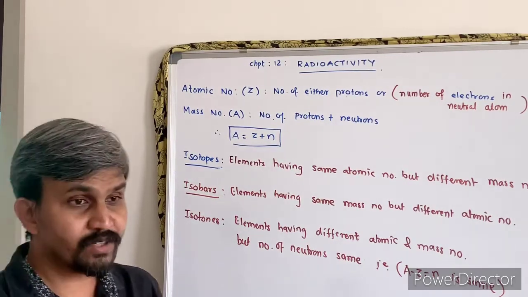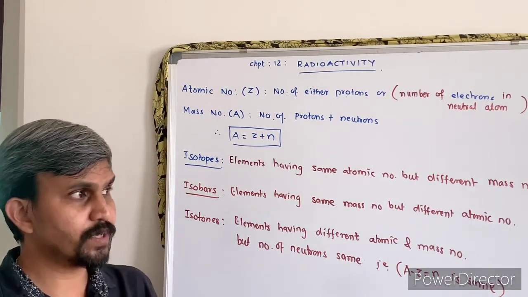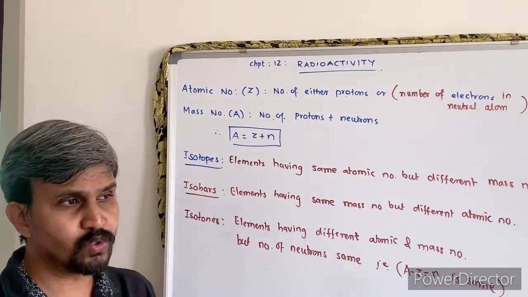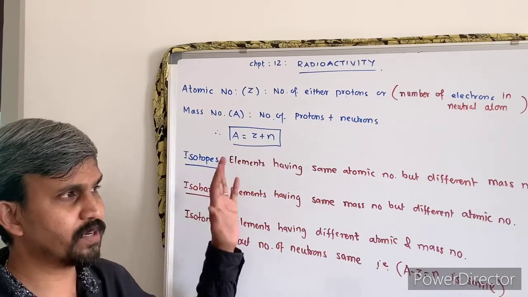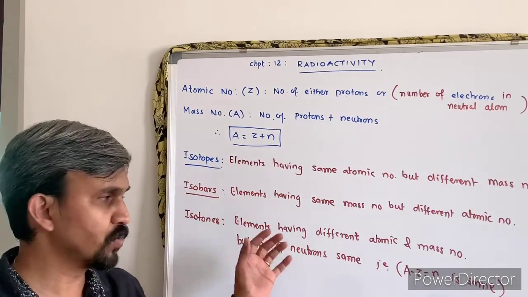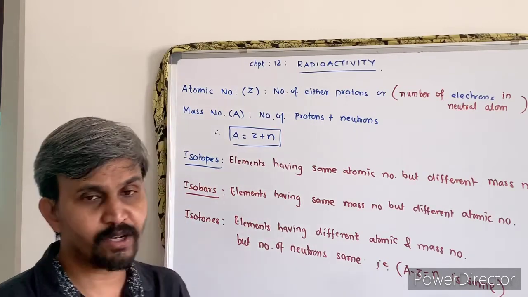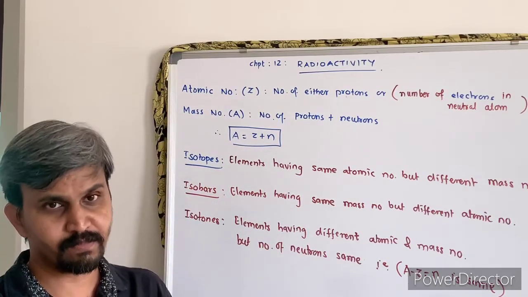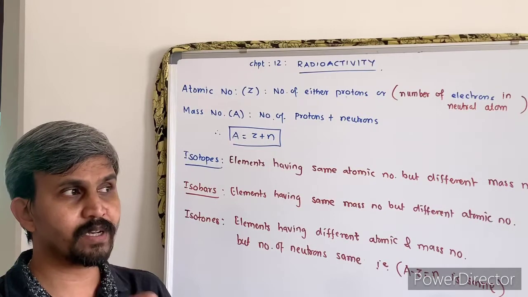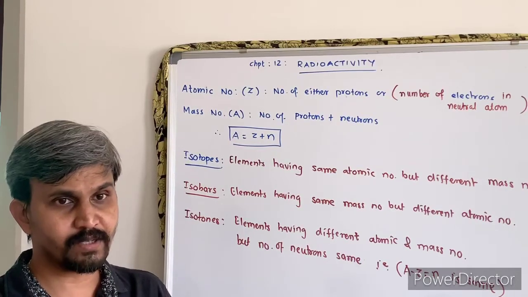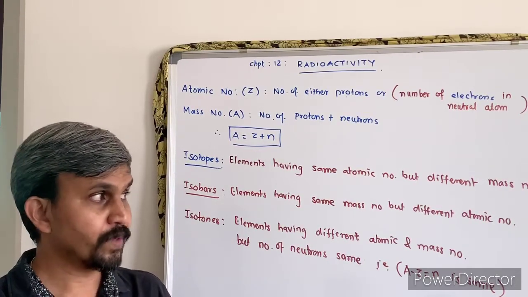Now there are three types of element: isotopes, isobars and isotones. You must have done isotope and isobar in chemistry, but isotone is a new term for you. Isotopes are the elements having the same atomic number but different mass number. They are called isotopes.